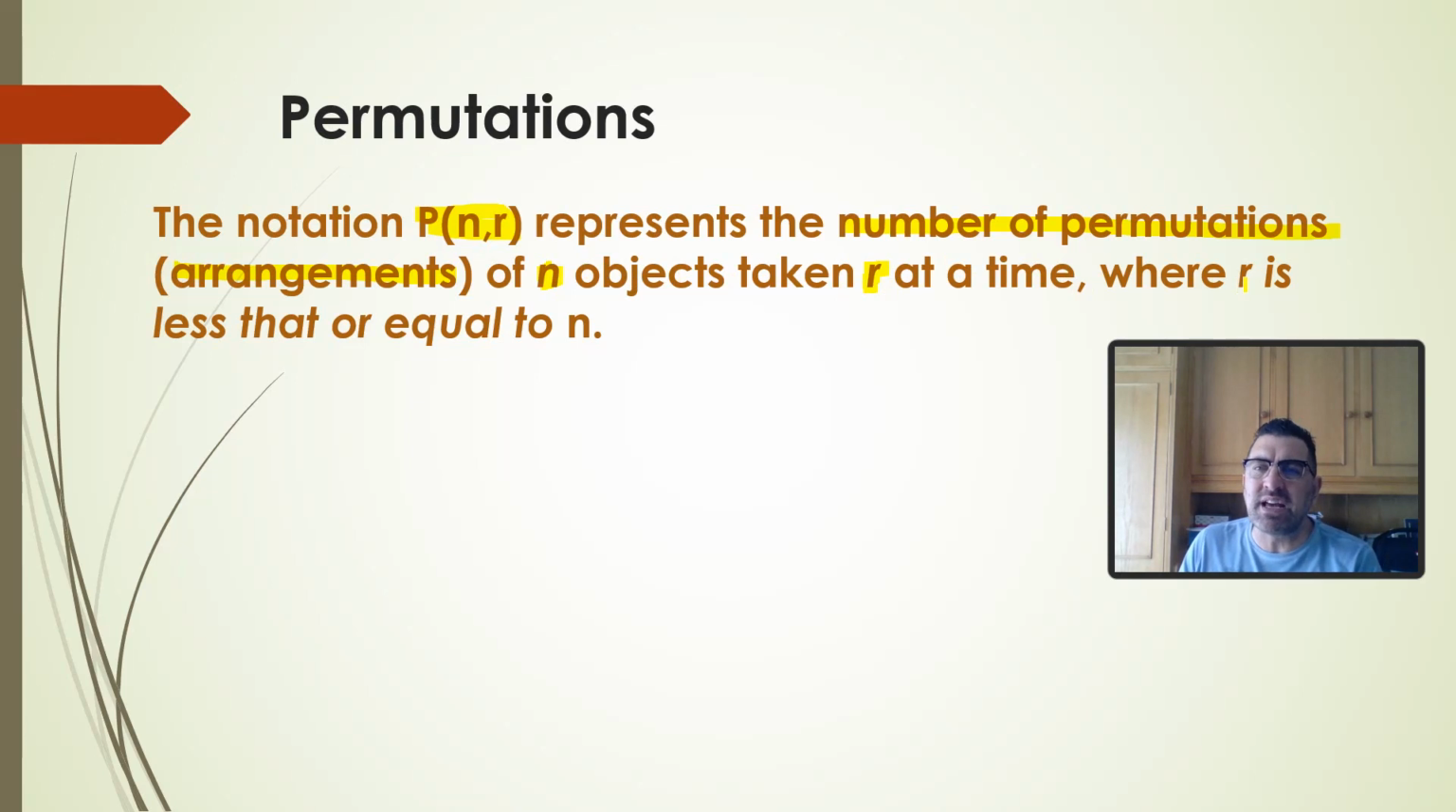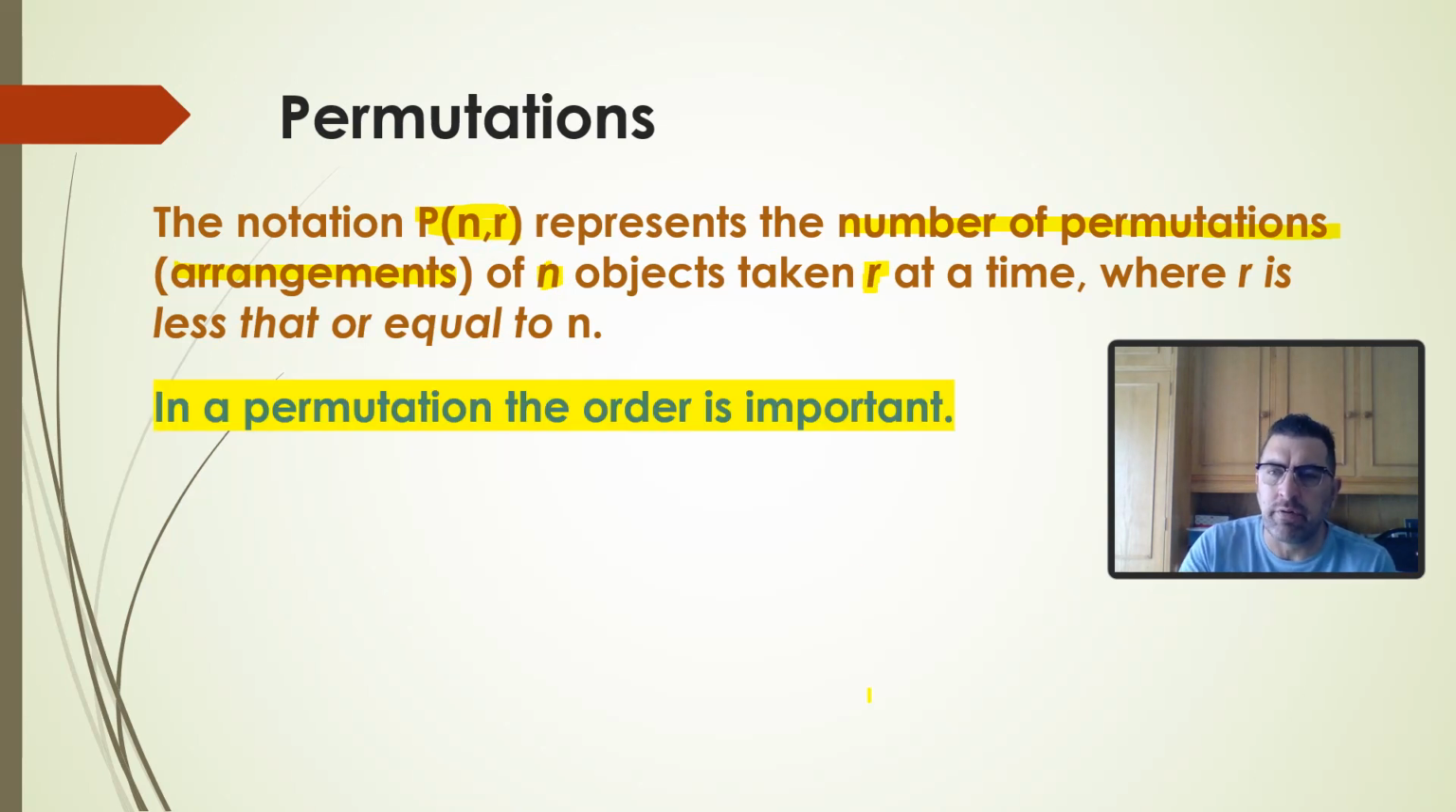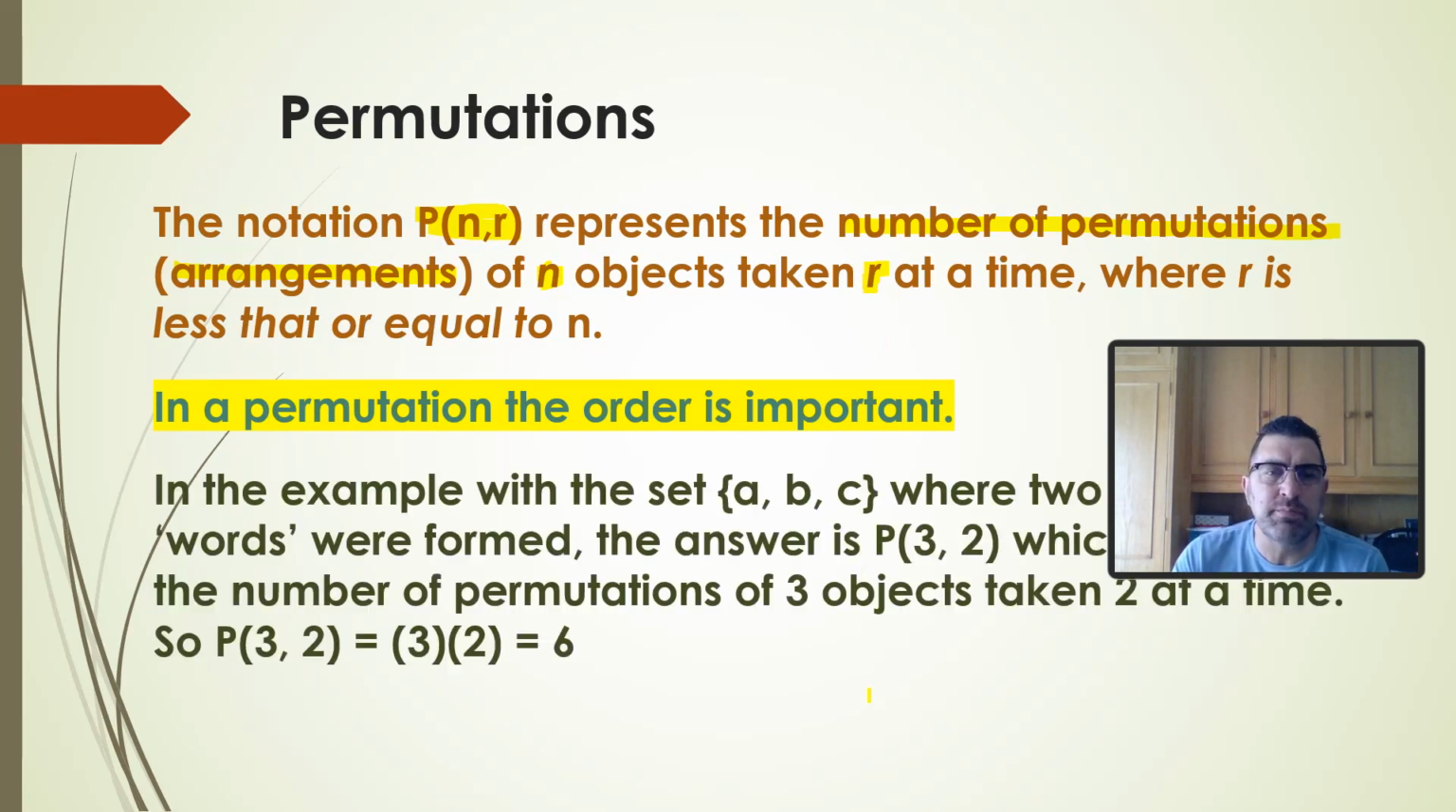You cannot take 5 objects if you only have 3. You cannot take more objects at a time than what you have. So you can't take 5 objects from a list of 3 objects. There's got to be more objects than the ones you're going to select. So N is always bigger than R. Okay, so in a permutation, the order is important.